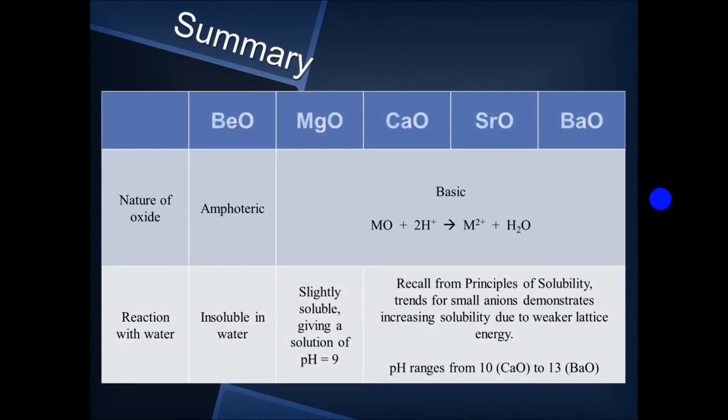In summary, for the nature of the oxides, beryllium oxide is amphoteric, whereas all the other oxides are basic. With regards to reaction with water, beryllium oxide is insoluble in water, magnesium oxide is slightly soluble, giving a solution of pH 9, as you could recall from the chapter on periodicity, whereas calcium oxide to barium oxide exhibit a trend of increasing solubility due to weaker lattice energy because of the higher interionic radius. The pH also ranges from 10 for calcium oxide to 13 for barium oxide.